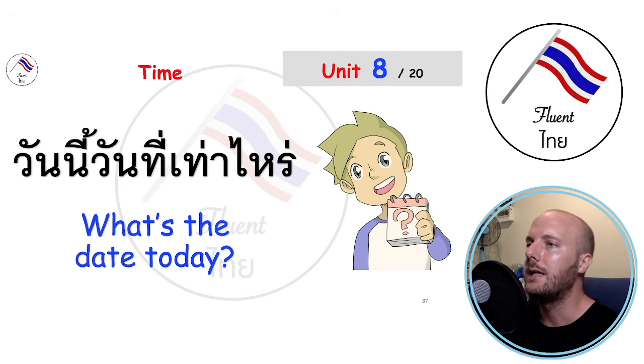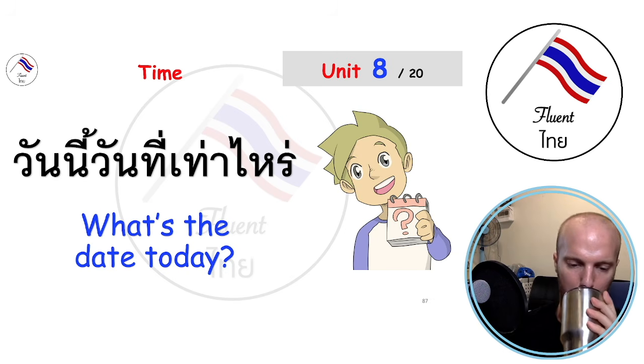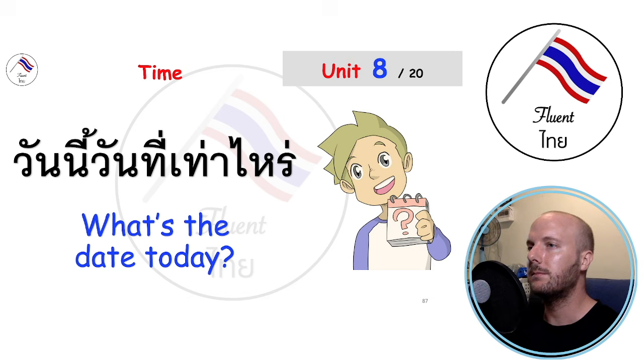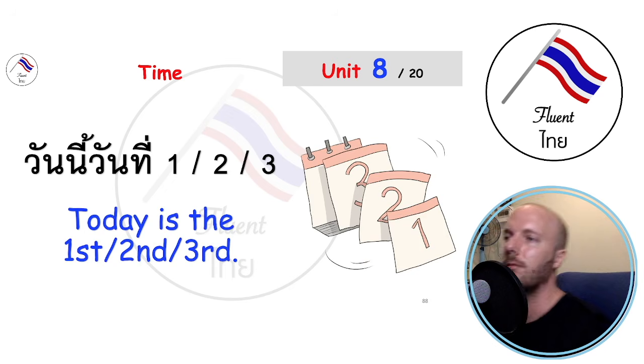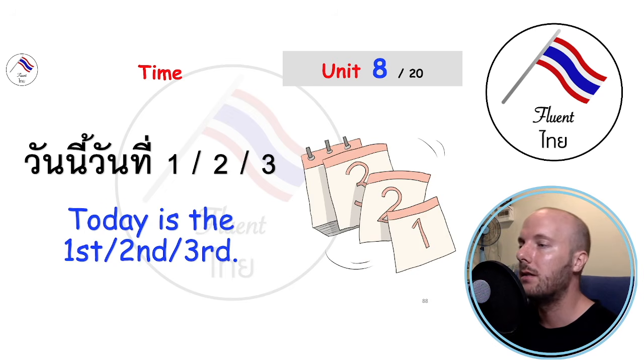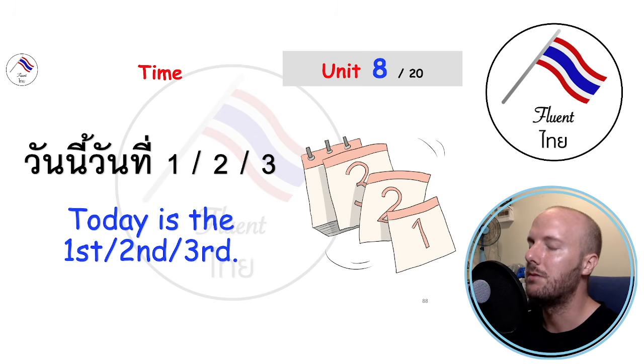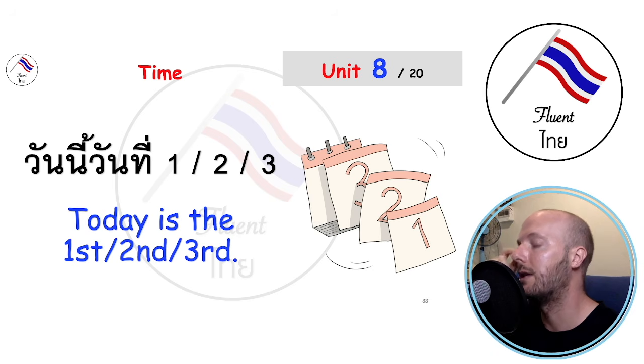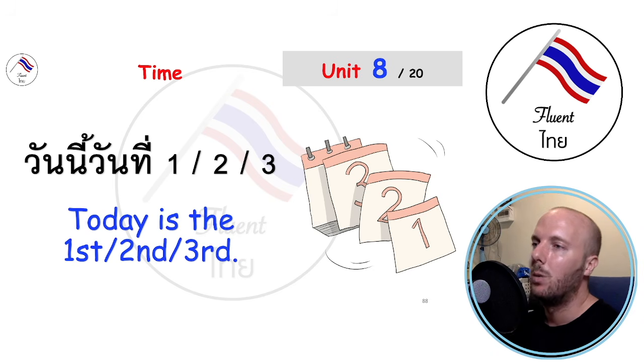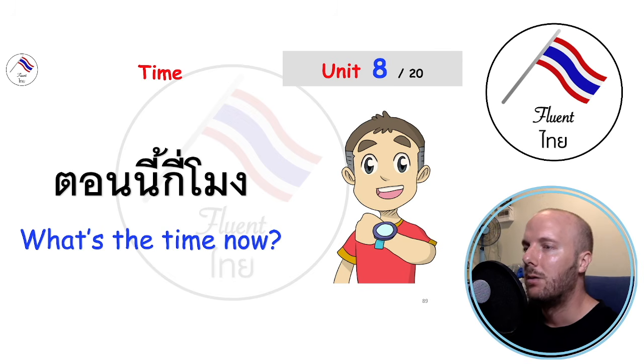What's the date today? วันนี้วันที่เท่าไหร่ครับ. Today is the first, second, third. วันนี้วันที่1 2 3. Obviously you don't say them like that. You just choose one of the numbers. So let's say the second. วันนี้วันที่2. And then if it was the third, วันนี้วันที่3. Alright, like that.